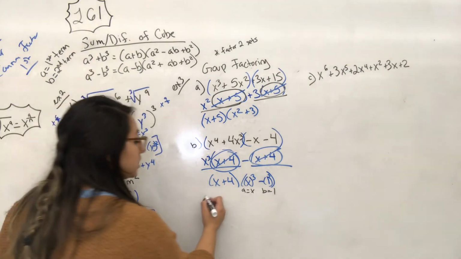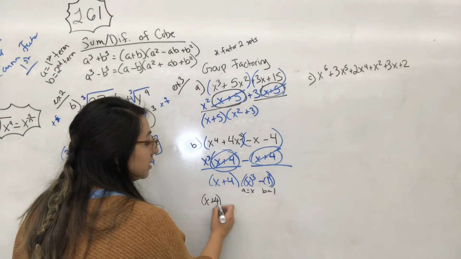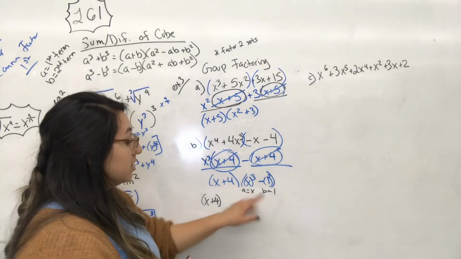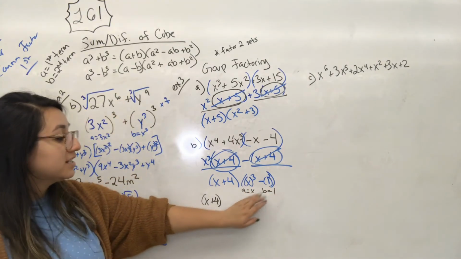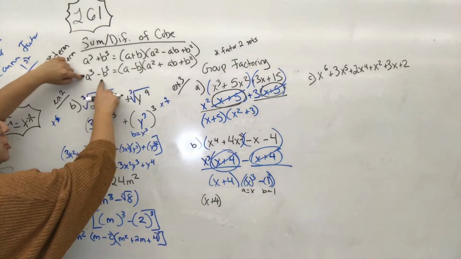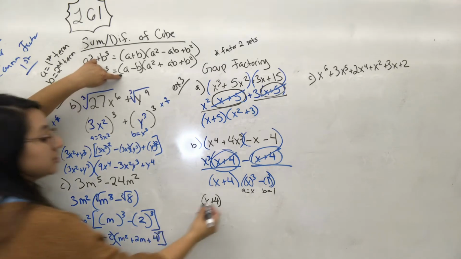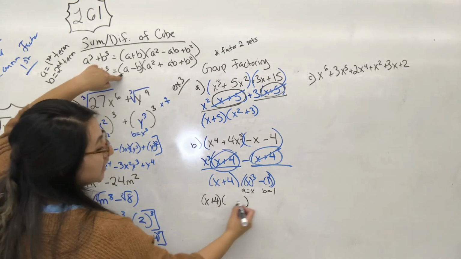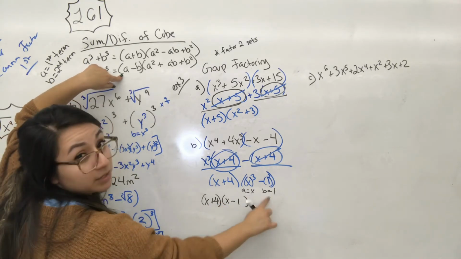So now you have your x plus 4, that's from what you factored here. But now you're factoring this whole term here. So you have your first term and your second term. This is the difference of a cube. First term cubed minus your second term cubed is equal to your first term minus your second term, x minus 1.